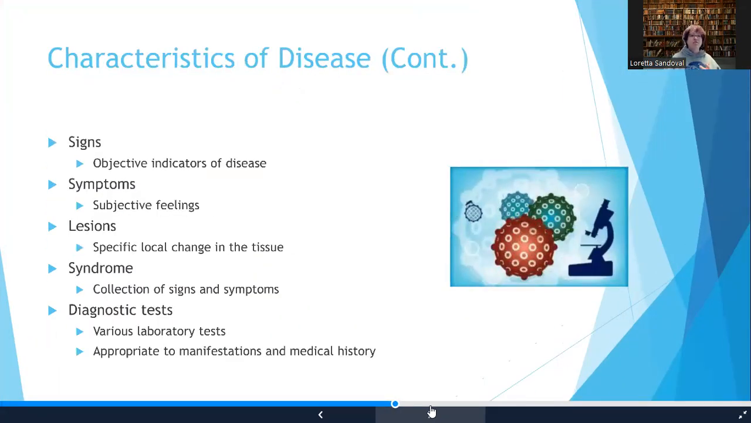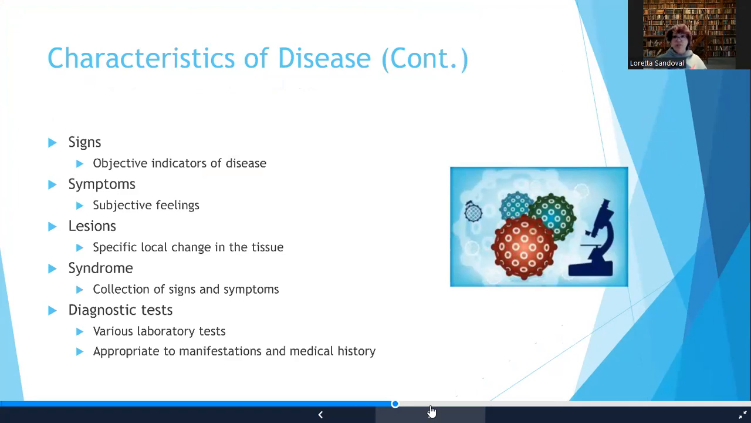So signs, they're the objective indicators of disease. We can measure them, we can test them. Sometimes we can see them. Symptoms are the subjective feelings. We can feel them and we can report them. But it's not something that's measurable. Like when someone says they're nauseated, you can't measure them. You can't measure nausea, but we all know what it is. And headaches, you can't measure headaches, but we all know what they are.